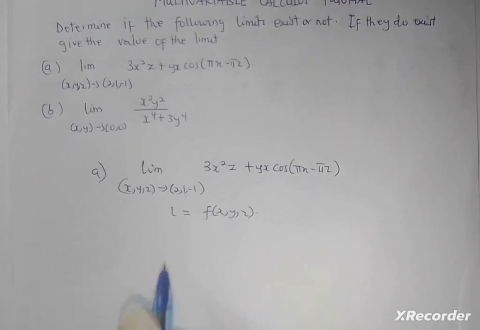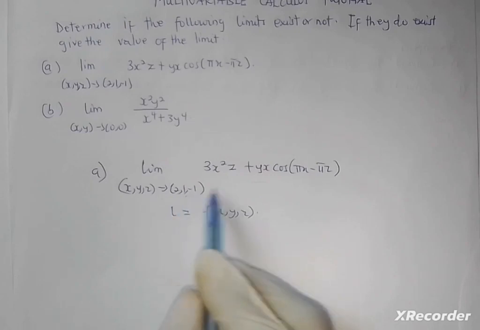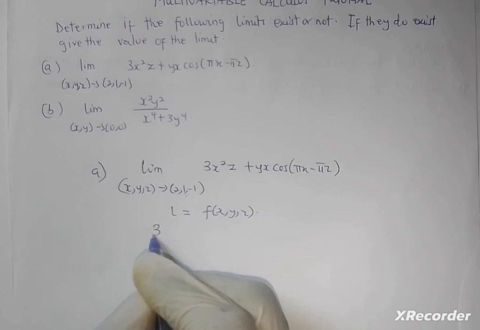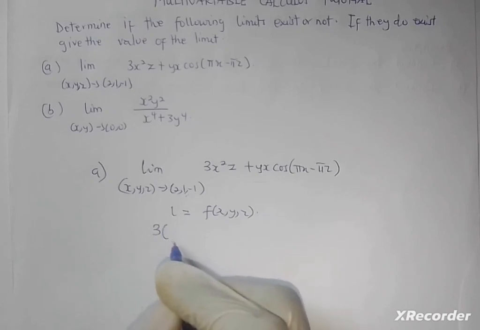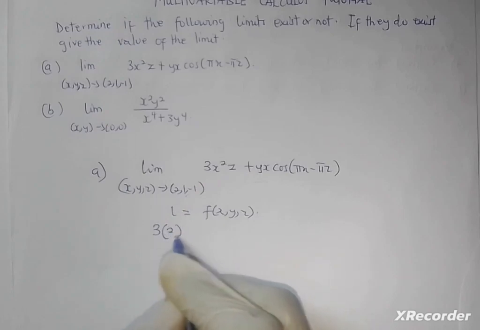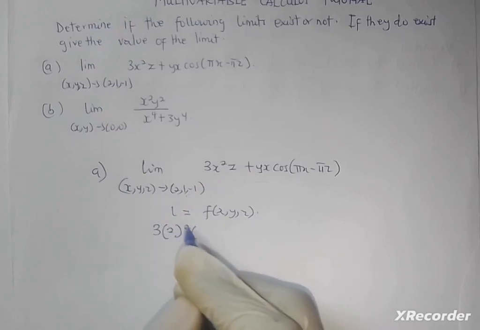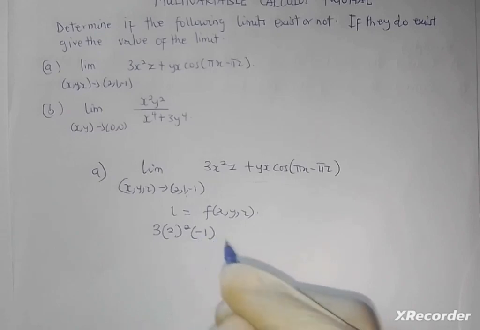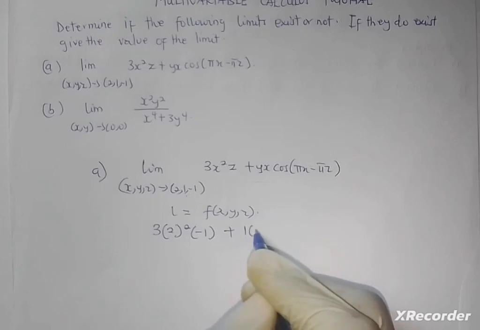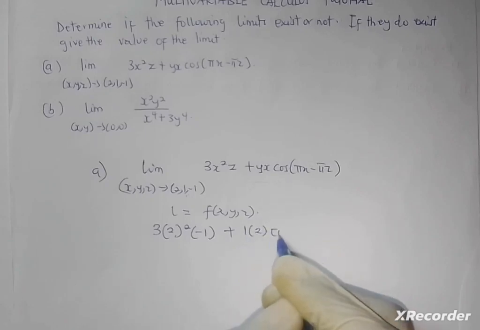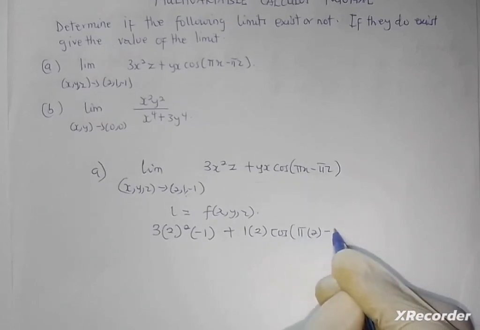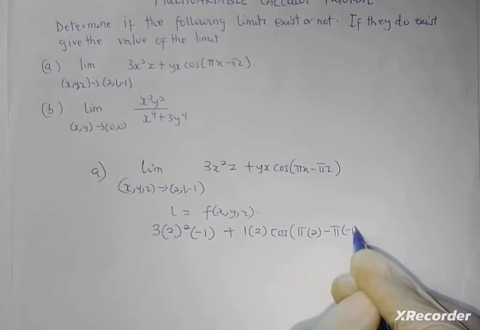So what we are going to do is put these values into the various variables here. So I'm going to have 3 open brackets, wherever I see x, I'm going to put 2, squared, z, which is negative 1, plus the y here is 1, the x is 2, then cos, open brackets, pi, my x is 2, minus pi, and my z is negative 1.